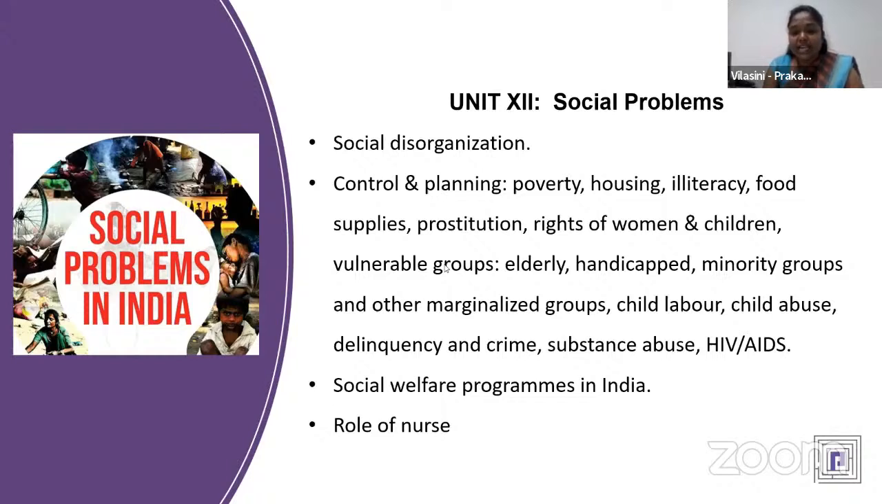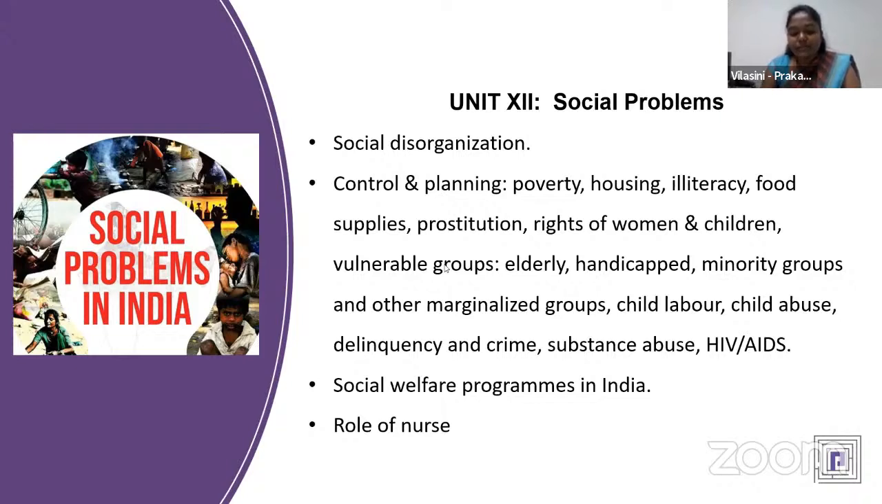The next is child labor. Any child who is working without completing the age of 14 years is considered a child laborer. Generally the areas where they work are tea stalls, industries, mines, general shops and agriculture. These are the areas where these children work.